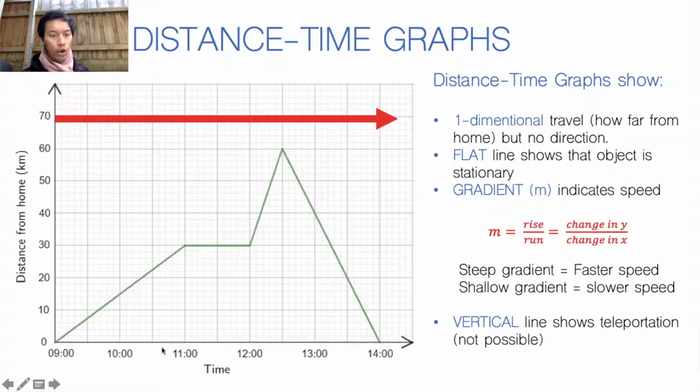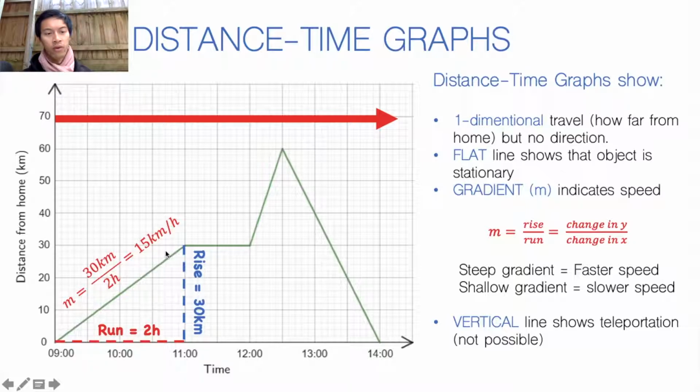So let's take only from 9 a.m. to 11 a.m. The change in y, or the rise, is between here and here, and if you look at it, the object has traveled 30 kilometers from 0 kilometers. The change in x, or the run, is 2 hours. It took 2 hours for the car to go from 0 to 30 kilometers, which means if you calculate the slope of this line, you take 30 divided by 2, which gives you 15 kilometers per hour.